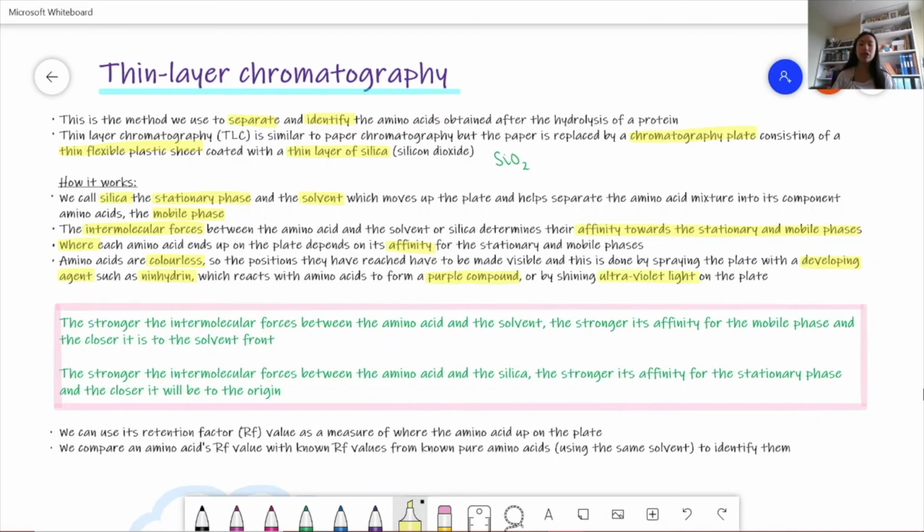And so we have two general rules. The first rule is that the stronger the intermolecular forces between the amino acid and the solvent, the stronger its affinity for the mobile phase and the closer it is to the solvent front. So what that means is that if we've got stronger forces between the amino acid and the solvent compared to the amino acid and the silica, that means that it'll stick to the solvent more. And because the solvent is moving up the plate, that means that where the amino acid ends up is closer to what we call the solvent front. And that just means where the solvent has ended up.